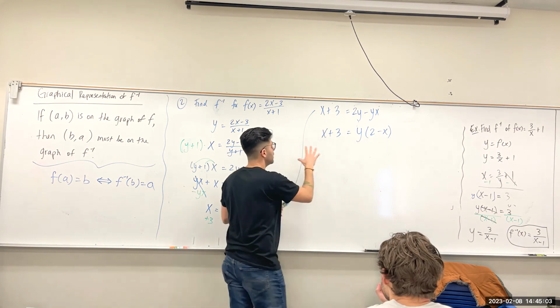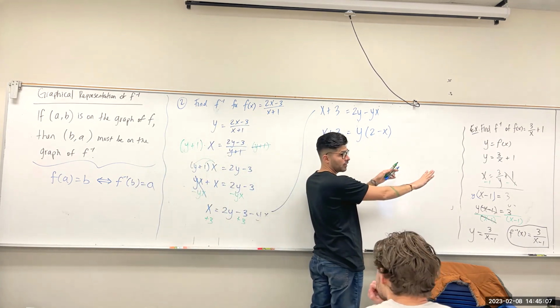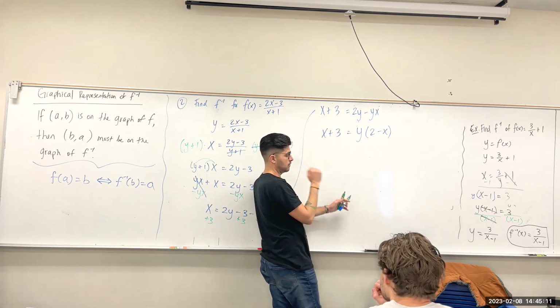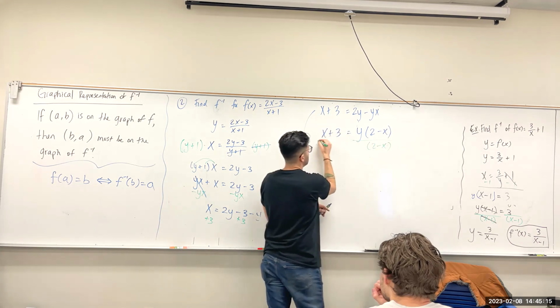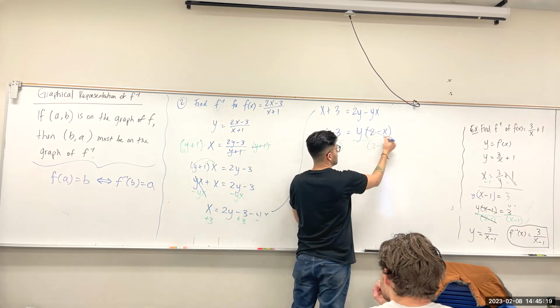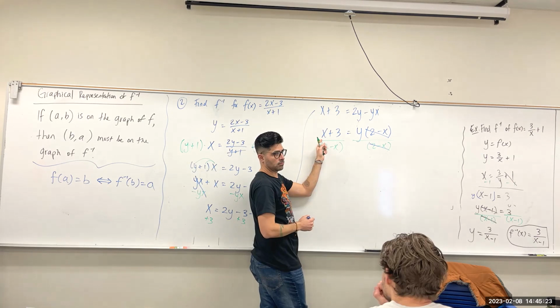But that could only happen if I rearrange the equation so that everything on one side has a y. That's the only way that can happen. So now what do? Divide by the 2 minus x. Perfect. This cancels. And then now I have my y equaling my inverse function.